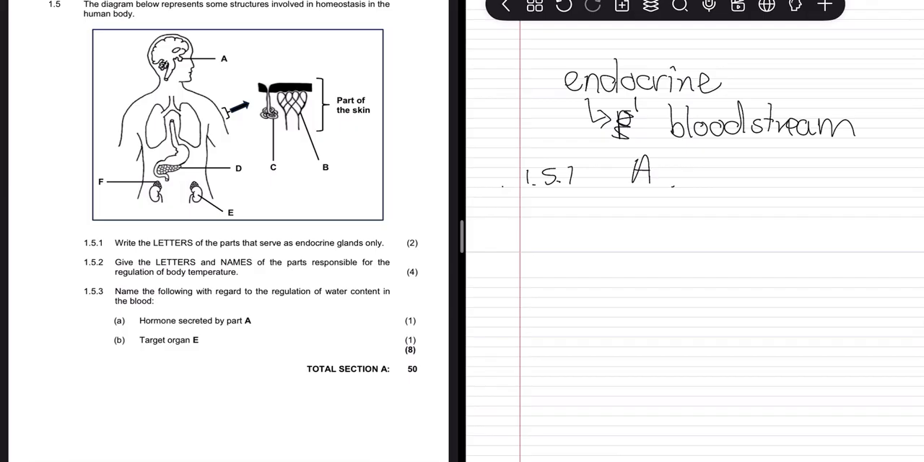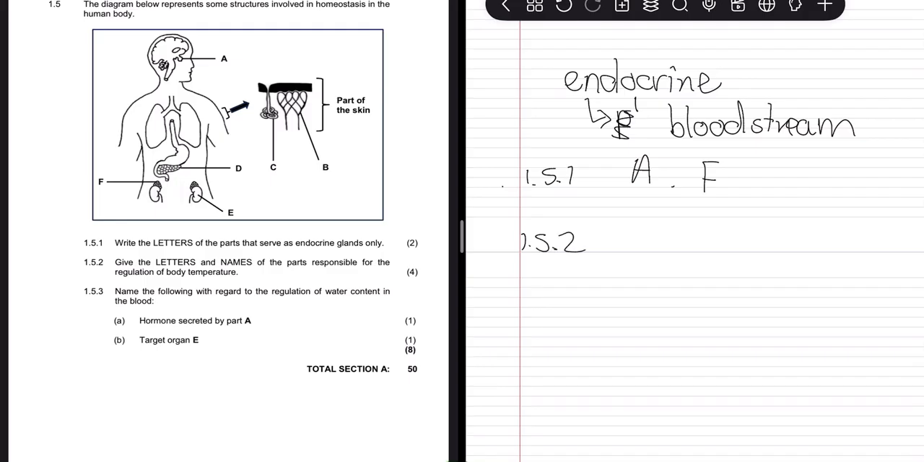So again, if we go through, we're not even sure what's happening at B and C. D has exocrine glands, so we must know they definitely have some exocrine glands. E has exocrine glands because it has ducts definitely. But another one is F. So F is the adrenal gland because it secretes hormones directly into the bloodstream. So we're going to do A and F.